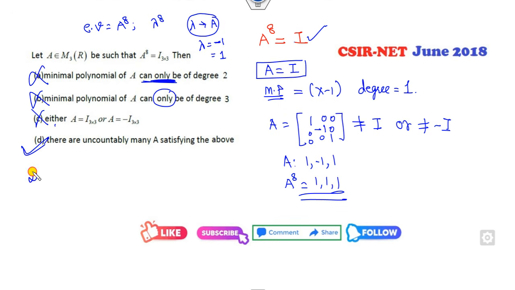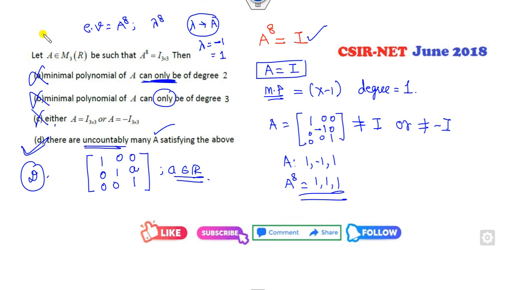The option left behind is the right answer. How? You can see, I can choose the diagonal entries 1. Now there exist uncountably many. How can you provide one example for the uncountably many? I can choose any A, where the eigenvalues are 1. A raised to power 8 is 1 always. So whatever the value of A, you can choose 1, 1 by 4, any number, that will give you uncountably many. So the right answer is D.